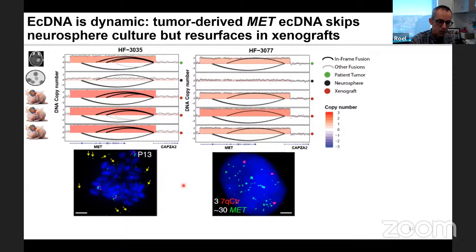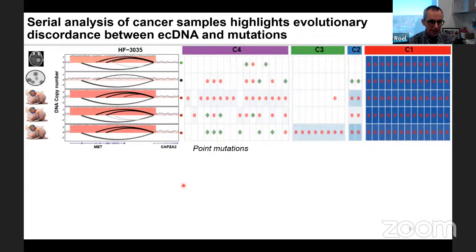And you'll have to take my word that this was true for both tumors. Now, what was interesting, and this is just showing data from HF3035, is that when we analyzed the exome sequencing data for the presence of point mutations, what we were expecting to see, given how strong the clonal selection process appears to be, was mostly MET-containing cells, to almost no MET-containing cells, to mostly MET-containing cells, and this was also confirmed by our FISH analyses. We were not able to find such a pattern amongst the point mutation data.